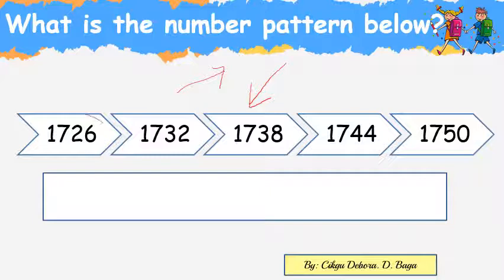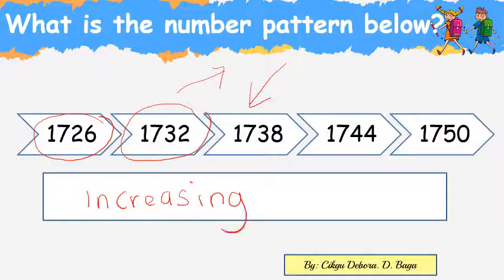So, we look at the first number here. It is 1726 and the next number is 1732. So as we can see here, the number is increasing. So we already know the number is increasing, but we need to identify by how many the number is increasing.